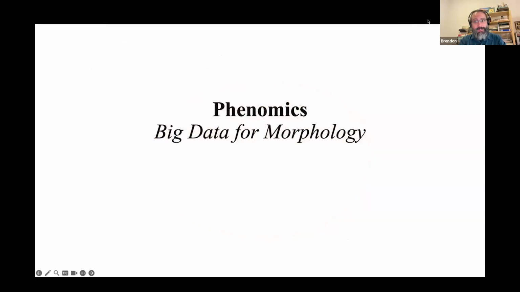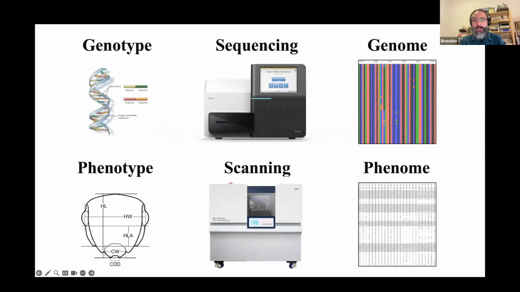The first and most important thing I want to argue is that it's happening now. Morphology is becoming a big data science. I think it's pretty fair to call it phenomics. And this is in direct analogy to genomics, where we've got a genotype, we sequence it, we get a genome, we've got a phenotype, we micro CT scan it, we get a phenome.